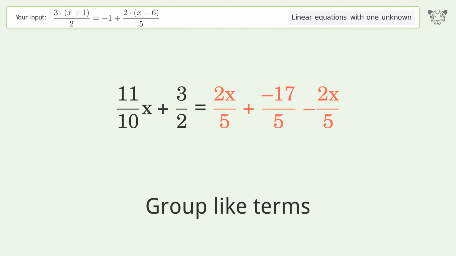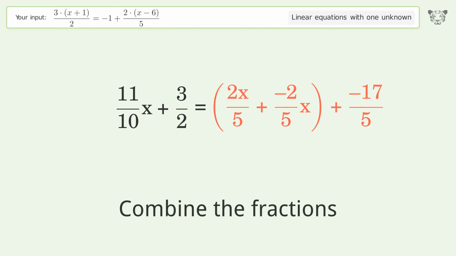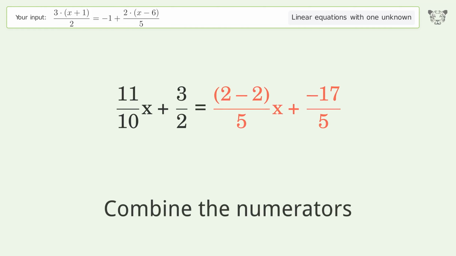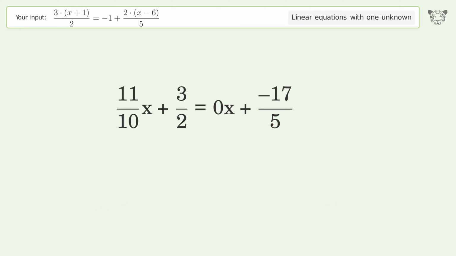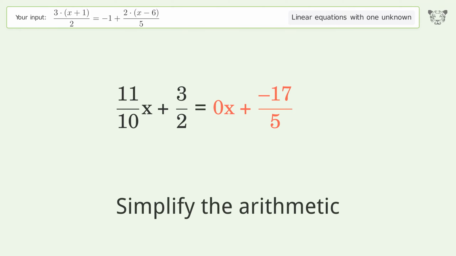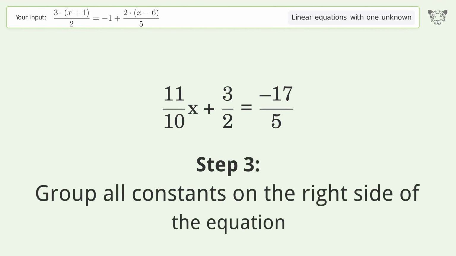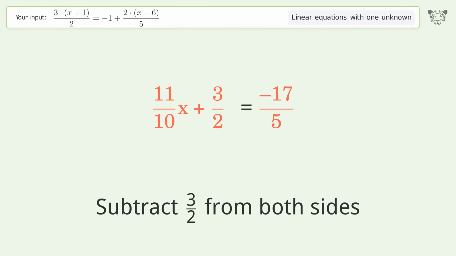Group like terms. Combine the fractions. Combine the numerators. Reduce the zero numerator. Simplify the arithmetic. Group all constants on the right side of the equation. Subtract 3/2 from both sides.